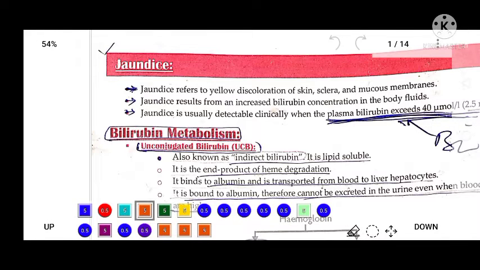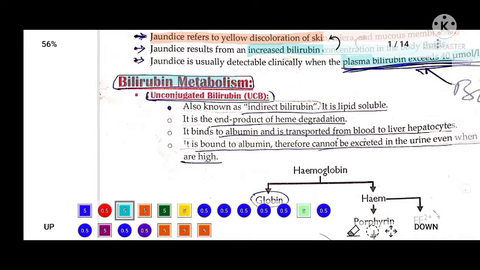Okay, so now we will be looking at jaundice, its types, and the metabolism of bilirubin. Jaundice refers to yellow discoloration of the skin, sclera, and mucous membranes. It is an increase in bilirubin concentration in the body and is detectable when the bilirubin level exceeds 40 micromoles per liter. In bilirubin metabolism, there is unconjugated bilirubin and conjugated bilirubin.